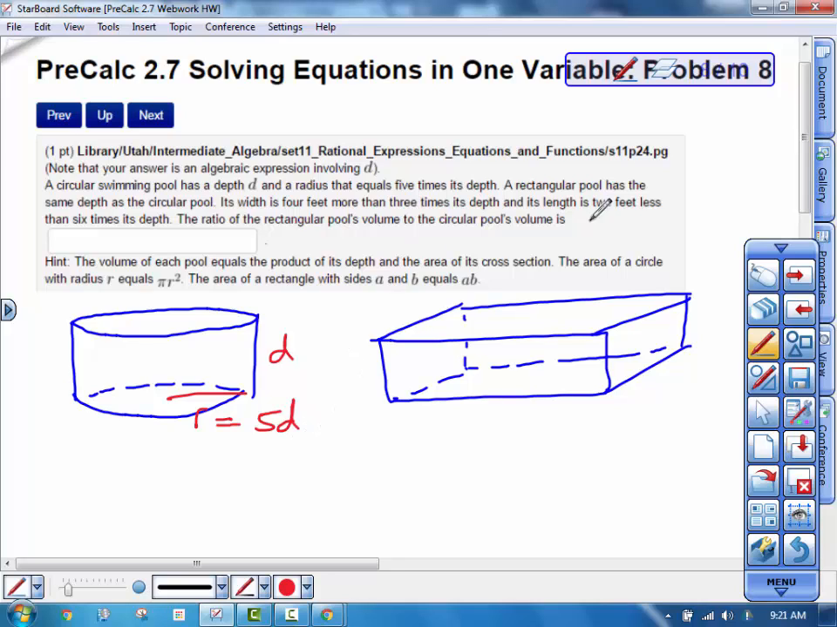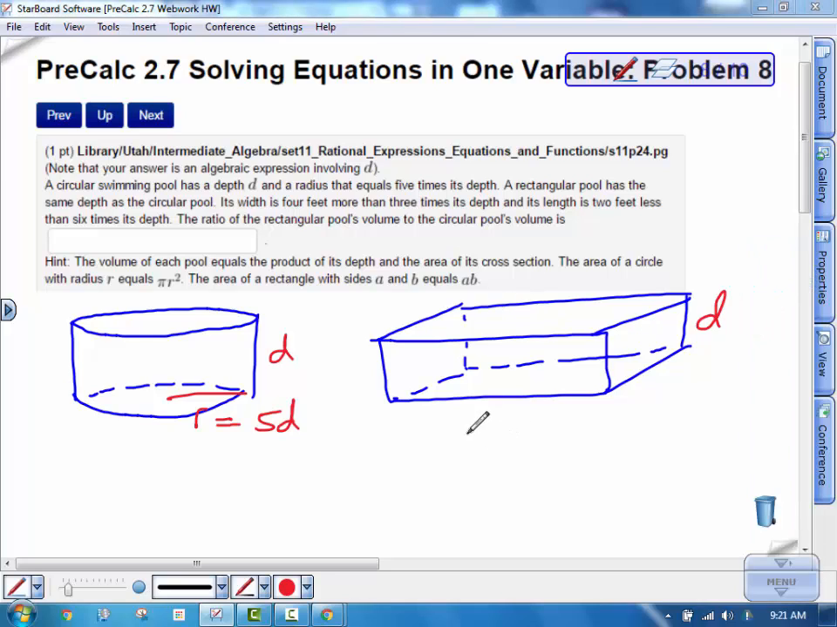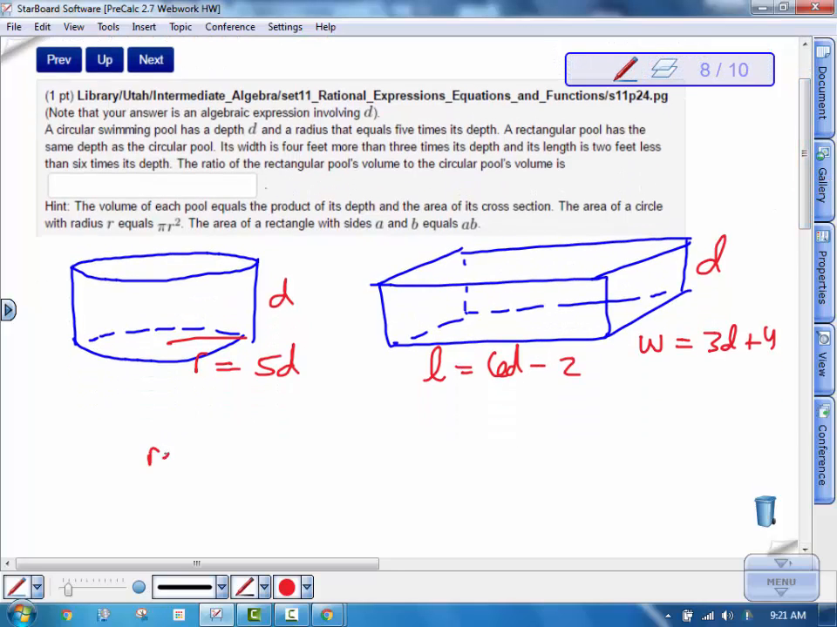The rectangular swimming pool has the same depth, D, but its width is 4 feet more than 3 times the depth. And its length, right here, is equal to 2 feet less than 6 times the depth. And it wants the ratio of the rectangular pool volume divided by circular pool volume is what we need to do.